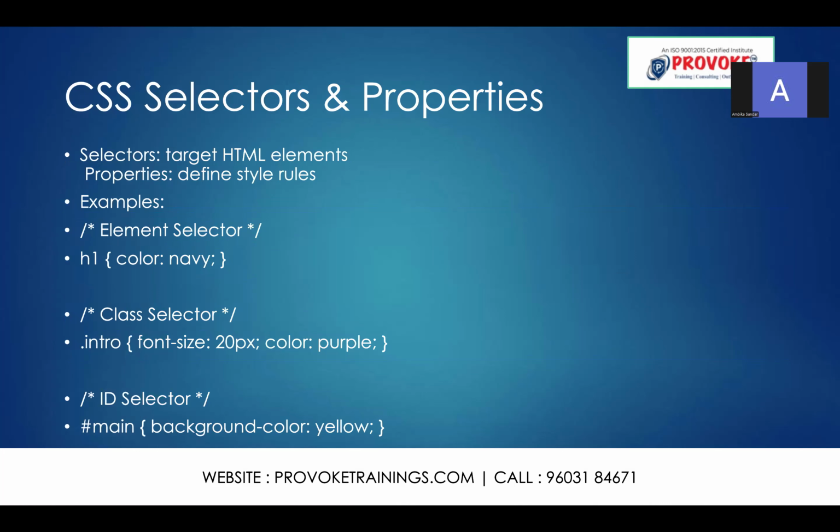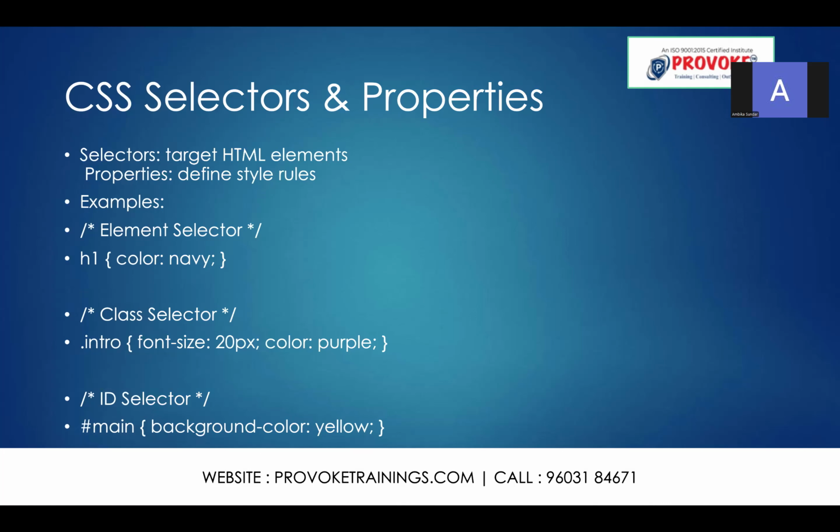CSS selectors and properties. Selectors target HTML elements. Properties define style rules. So selectors are the target HTML elements. For example, it can be the header, paragraph, text area, button, label, text box. Properties are where you have to define the style rules. What is the font size you want? What is the color you want? What is the shape you want?